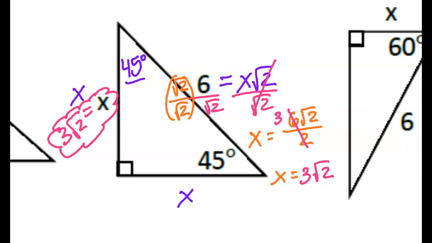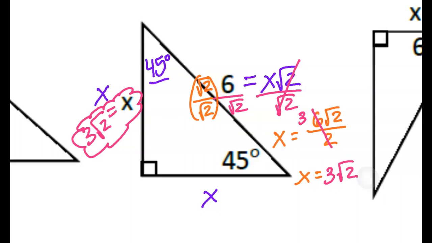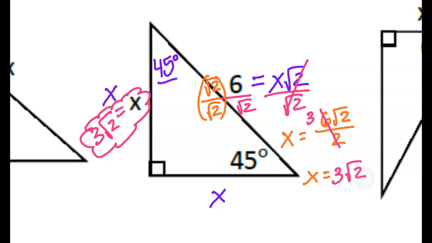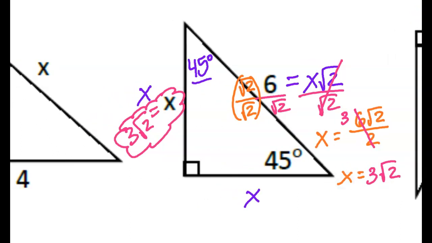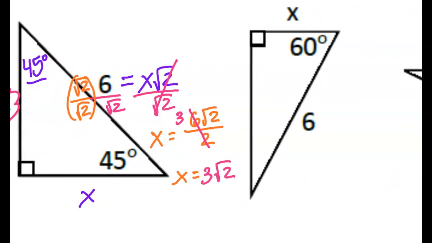I'll do one more. I want to do a 30, 60, 90. Which one do I want to do? Should I do the easier one? Yeah, we just did a hard one. This is a hard one just because you have to rationalize the denominator. So let's go ahead and do an easier one to give us a breather.